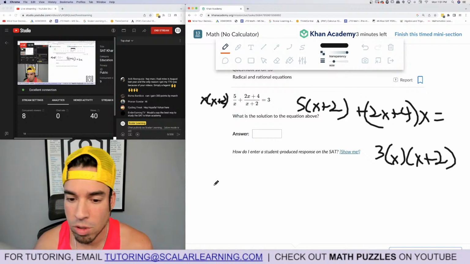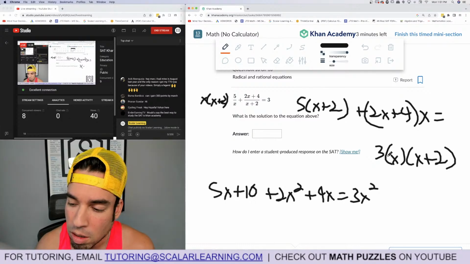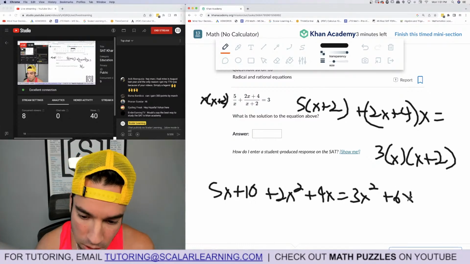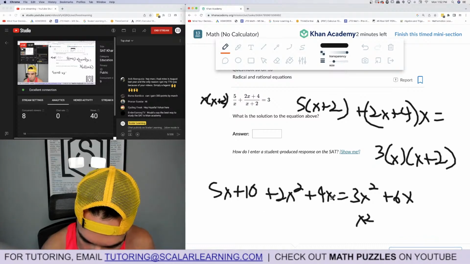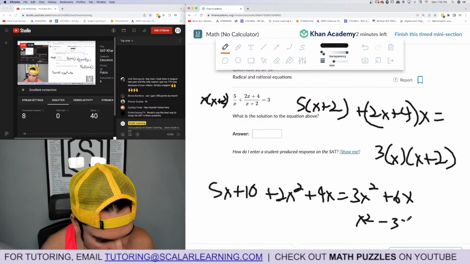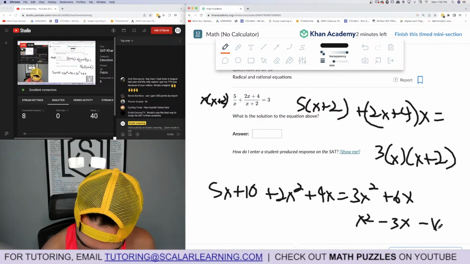All right, I got to hustle. So then that's 5x plus 10 plus 2x squared plus 4x equals, and then 3x times that is 3x squared. 3x times 2 is 6x. Get everything to the right side. So subtract 2x squared, that's x squared. 9x, subtract 9x, that's negative 3x. And then bring the 10 over, right? That's minus 10, right? Yes.